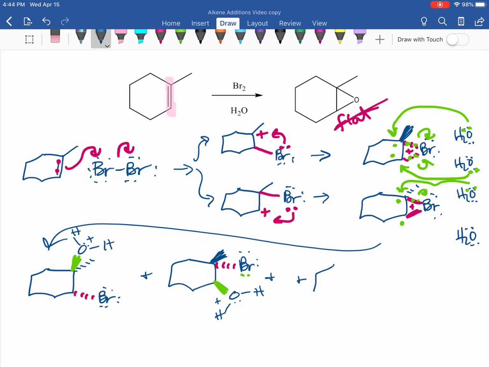All right, let's do the next one. We could have water here, top, open that ring. So what's the stereochemistry on that one then? All right, well that is then coming in from the bottom.